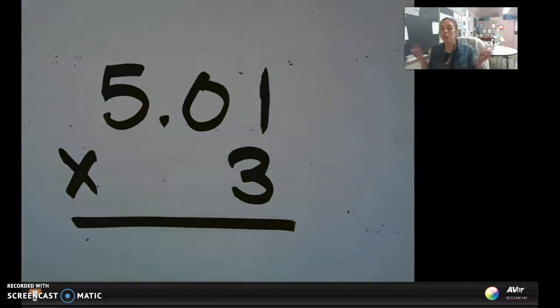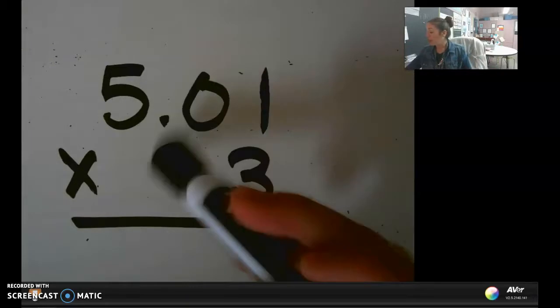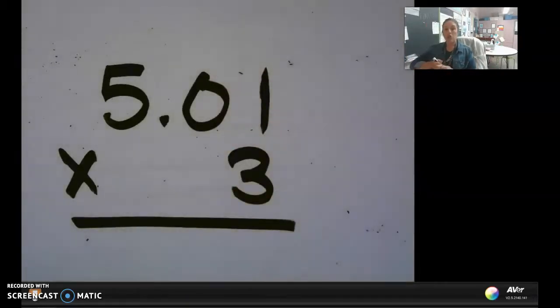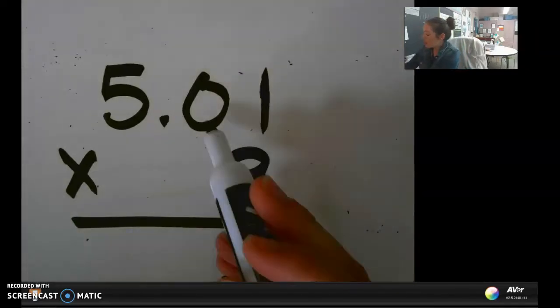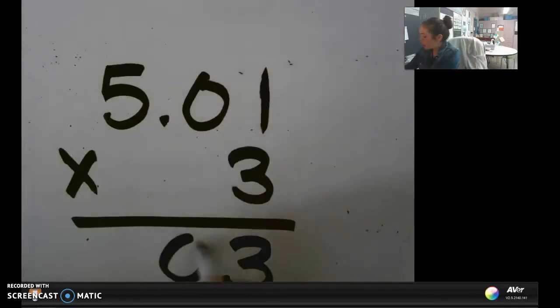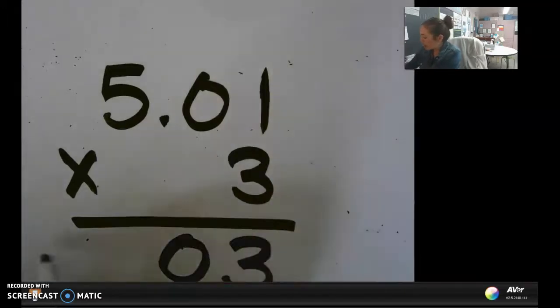Multiplying decimals, what do we do? Do we line them up? No. What do we do? We ignore them. So I'm ignoring that there's a decimal right here, and I am going to multiply like normal. 1 times 3 is 3. 0 times 3 is 0. And 5 times 3 is 15.